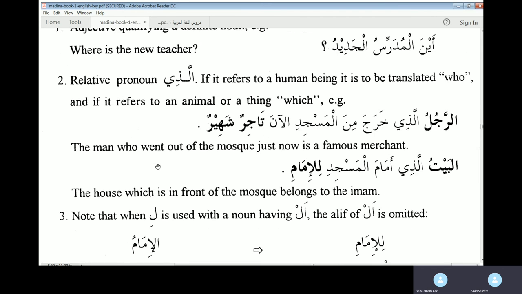Okay. Relative pronoun Al Ladhi. If it refers to a human being, it is translated as who. And if it refers to an animal or a thing, it is translated as which. For example, Ar-rajulul ladhi kharaja min al-masjidi. The man who went out of the masjid. Kharaja, went out of the masjid.